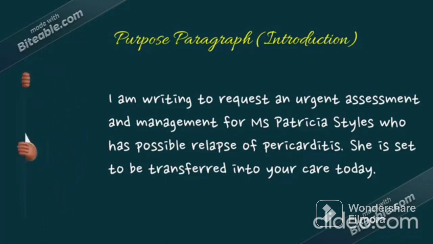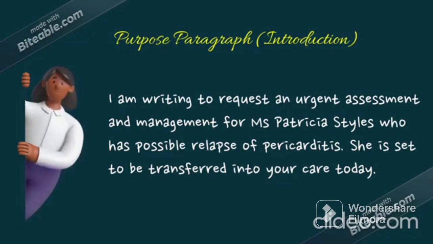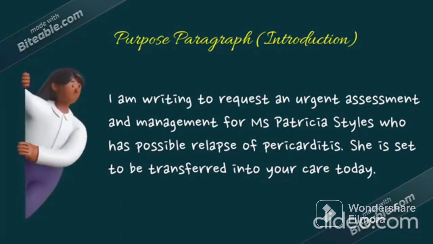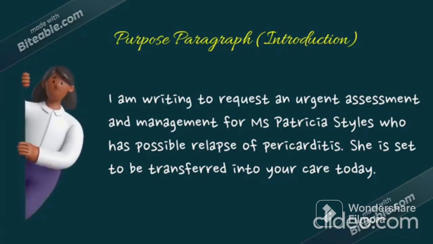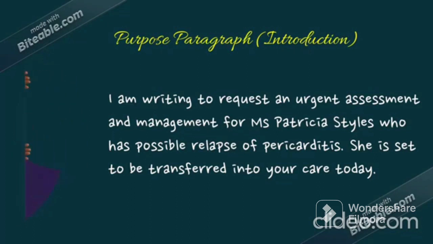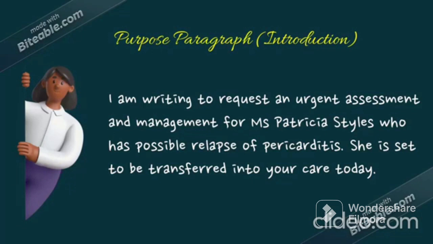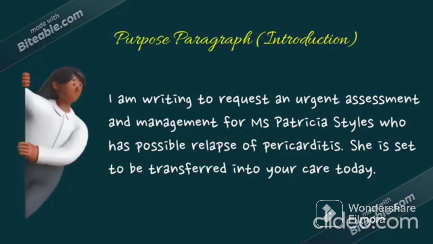You cannot write that this patient has this problem. So here you have to write it like a suspected or possible. Possible and suspected have the same meaning. So here we can write has possible relapse of pericarditis. Then the requirement is an urgent assessment and management. So I hope this is clear for you.